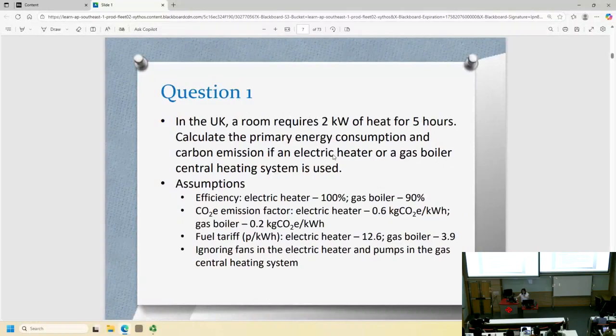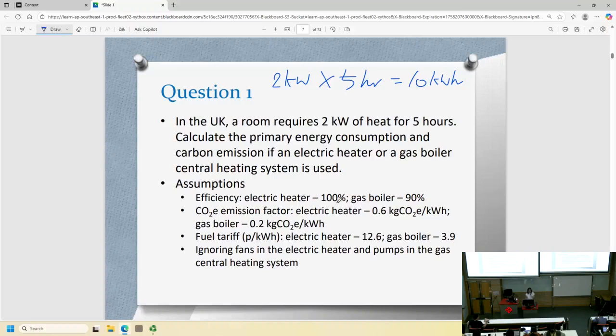So in this example, 2 kilowatts of power, and it will last for 5 hours. So multiply 5 hours. So the energy that we need would be 10 kilowatt hour. Okay, the heating energy that we need would be 10 kilowatt hour. And we assume the electric heater will have 100% efficiency.